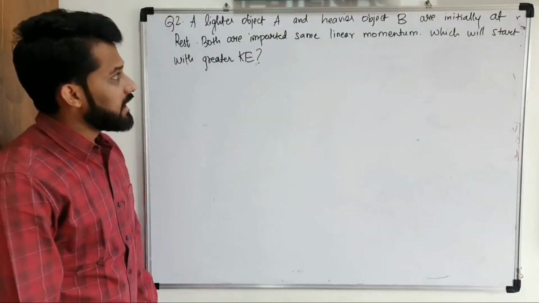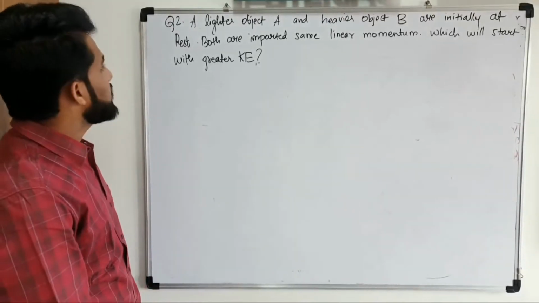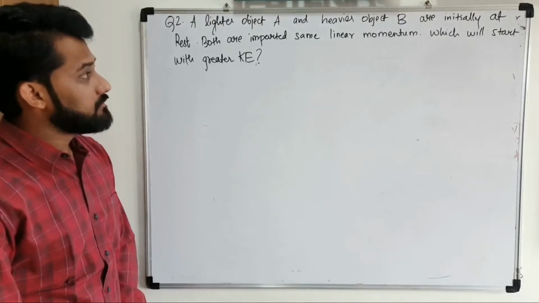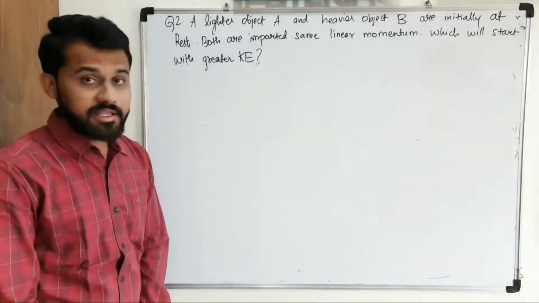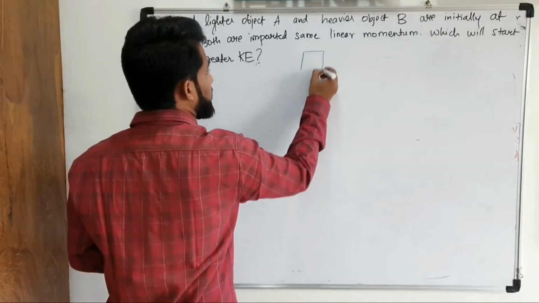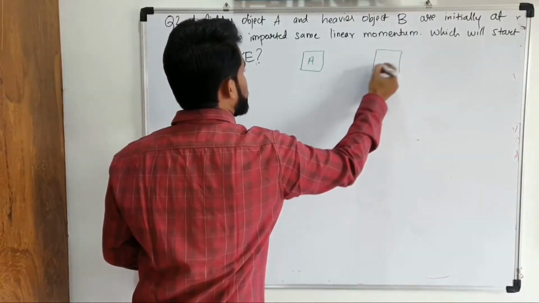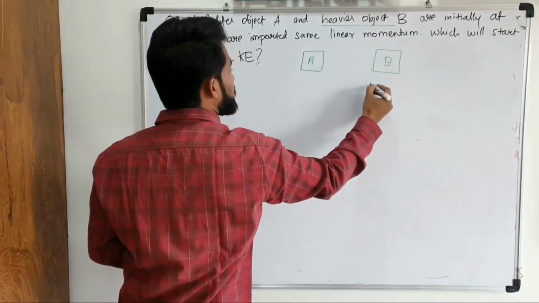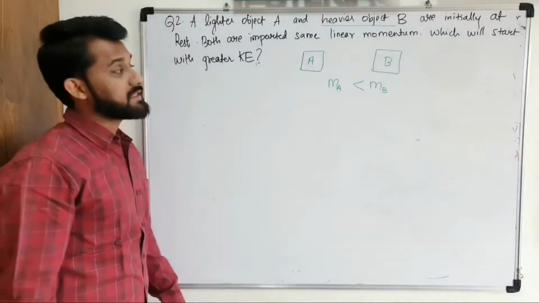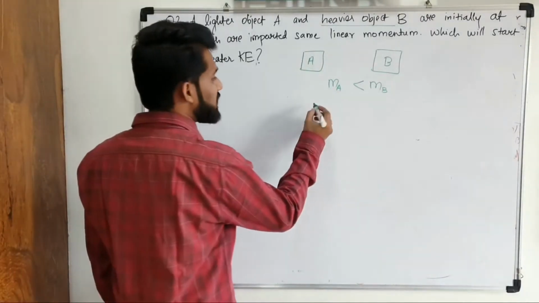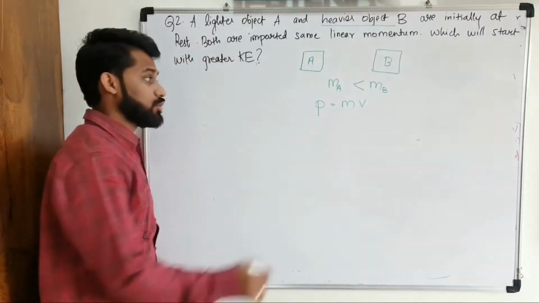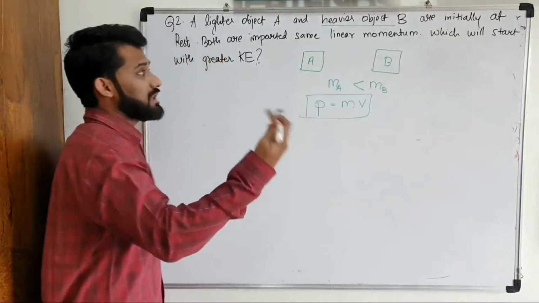A lighter object A and heavier object B are initially at rest. Both are imparted same linear momentum, which will start with a greater kinetic energy? Now in this case, this is object A and this is object B. Clearly given, B is heavier, so mass of B is greater than mass of A. But both are given same linear momentum, and linear momentum is basically the product of mass times velocity. So दोनों का linear momentum is same, which will have more kinetic energy?